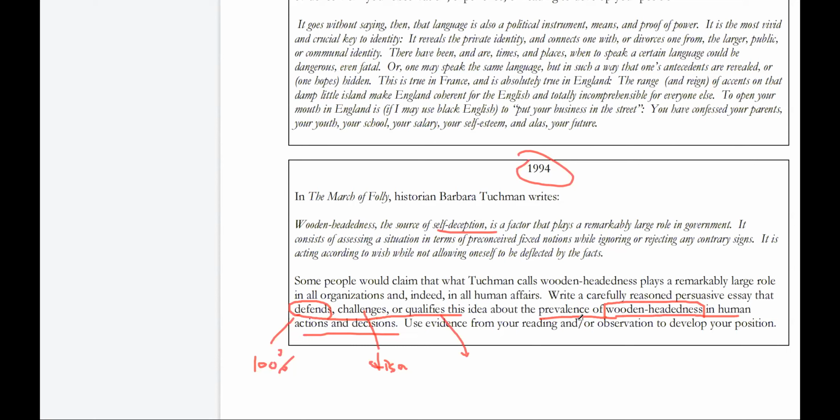So this kind of statement, if you want to defend it, that means what? To a very large extent, you agree. If you want to challenge, you will say to a very large extent, you disagree. And if you want to qualify that, yeah, it presents certain truths, but there are exceptions. Does that make sense? So when you say defend, challenge, qualify, it's another way to say to what extent you agree or disagree. Okay, so step one, true, false, or pros, cons.